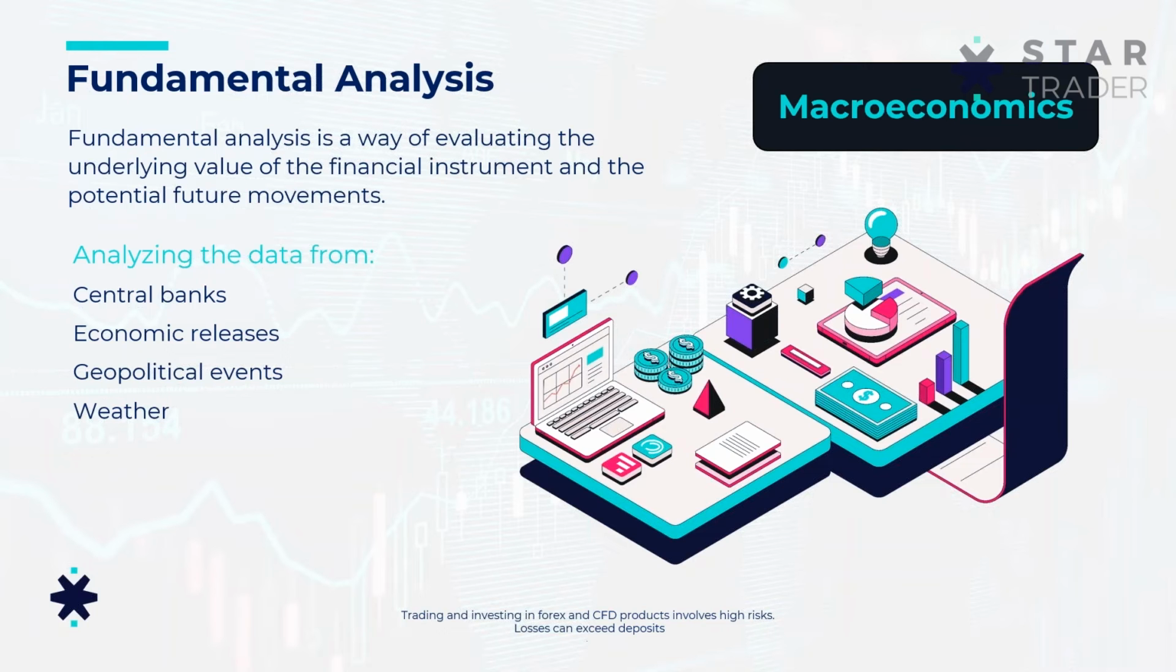The data we get for fundamental analysis is mainly from official, governmental, or credible sources like central banks, economic releases from governments, and geopolitical events, which are news about things like war. We have the war between Russia and Ukraine for the time being, the economic war between China and the US, and also some tension between Russia and Europe. All of these are called geopolitical events.